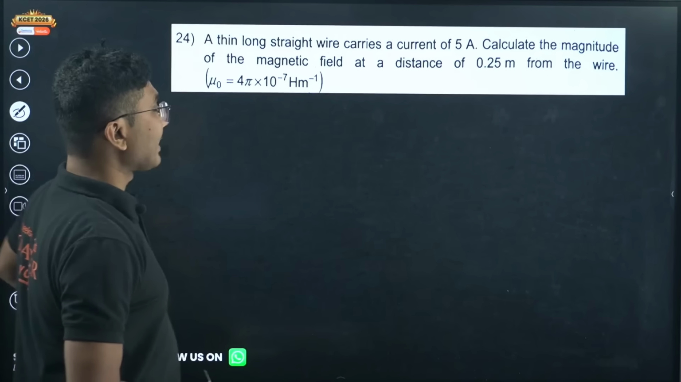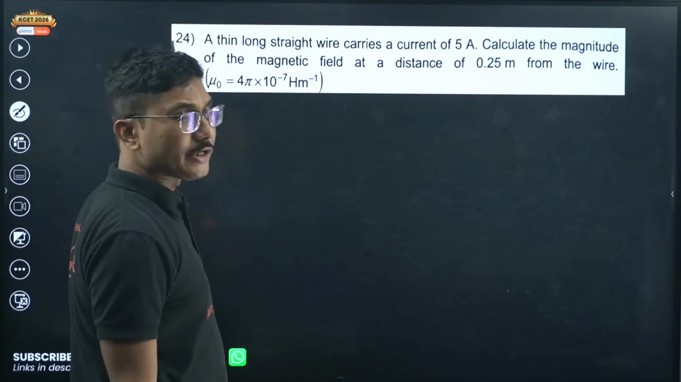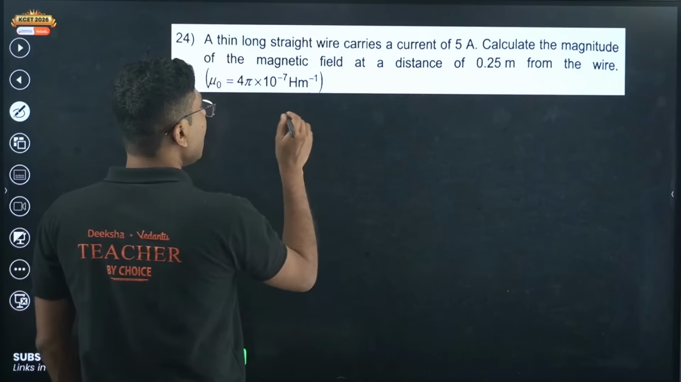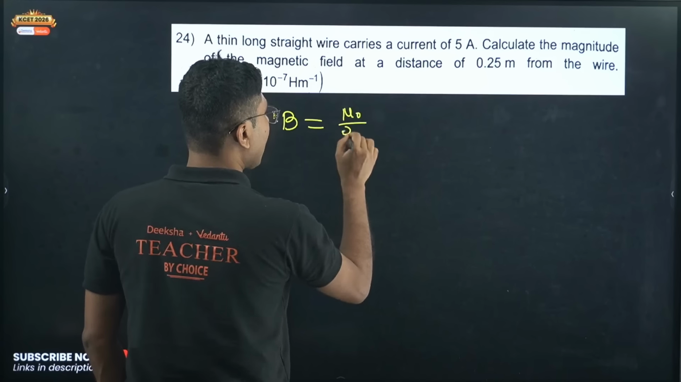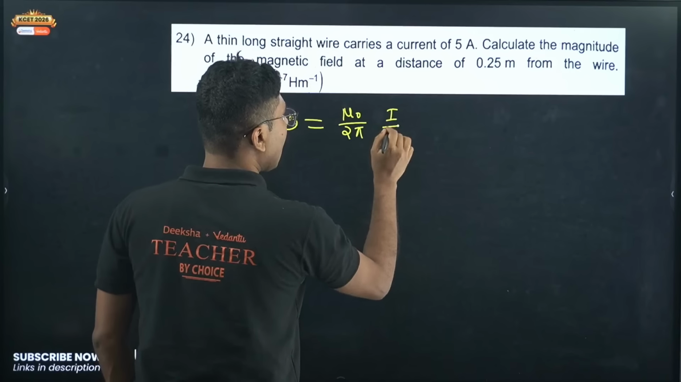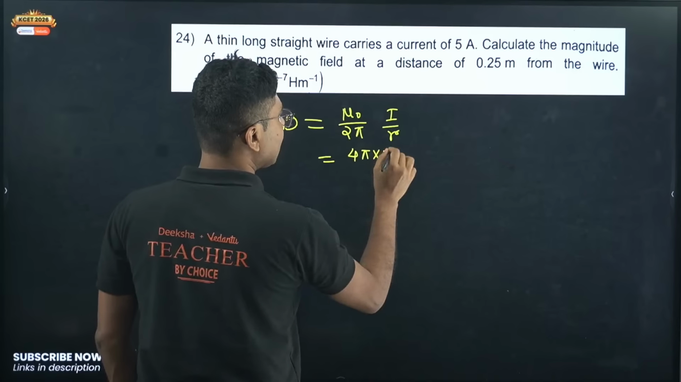A thin long straight wire carries current 5 ampere. Calculate the magnitude of the magnetic field at a distance 0.25 meter from the wire. Very easy. So the magnetic field due to a straight wire is mu naught by 2 pi, I upon R. So mu naught is given as 4 pi into 10 to the power of minus 7.